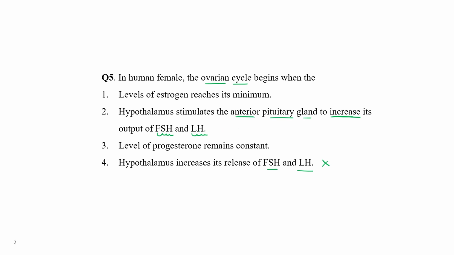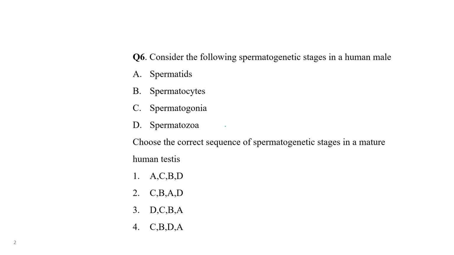Further, these hormones target the gonads, and then the gonads start releasing their own hormones. Level of estrogen reaches its minimum? No, this one is again wrong, it is not related to the ovarian cycle. So according to this, choice number 2 would be the correct answer. Clear? Okay, now next, question number 6.